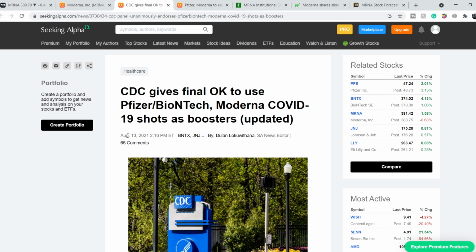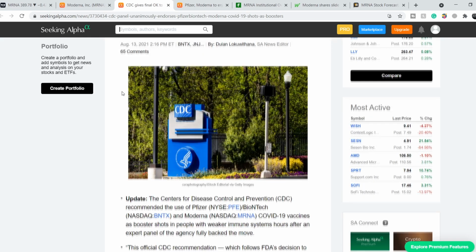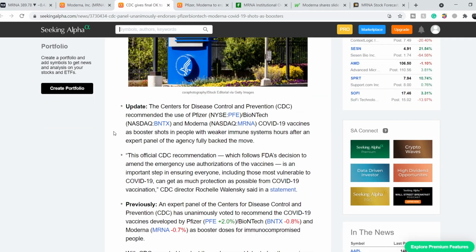On August 13th, we have this article on Seeking Alpha, and it's titled CDC gives final OK to use Pfizer-BioNTech and Moderna COVID-19 shots as boosters. And this information is updated. And let me quote you these bullets. The Centers for Disease Control and Prevention, CDC, recommended the use of Pfizer-BioNTech and Moderna COVID-19 vaccines as booster shots in people with weaker immune systems, hours after an expert panel of the agency fully backed the move.